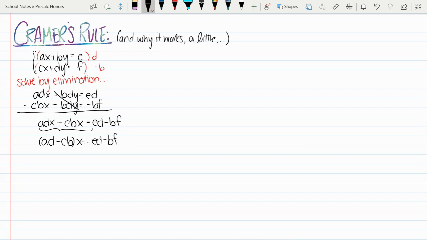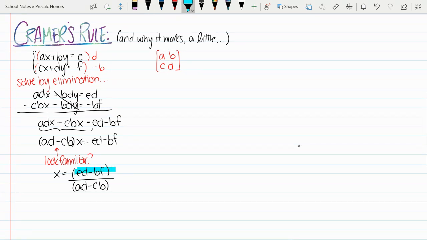Okay, hopefully this guy over here looks a little familiar. And hopefully the reason is because if we had a matrix A, B, C, D, so if I just had this matrix, that would be the determinant of this. So we can actually express what x equals, because I can still solve over here. X would equal ED minus BF over AD minus CB.